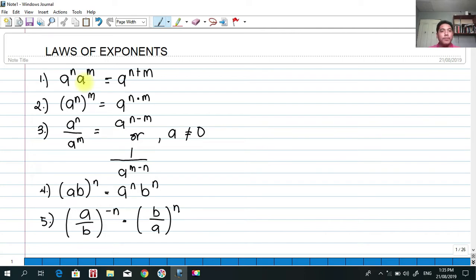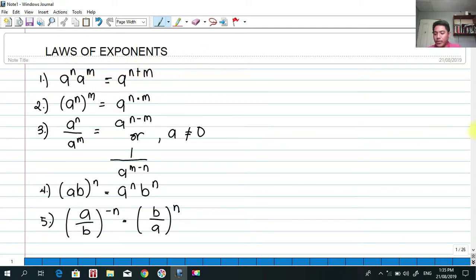Okay, so for example, we have here n and m, which in this case are any integers. For the first one, we have the first law. If we have a raised to n multiplied by a raised to m, we could simplify that. If they have the same base, which is a, we can simplify their exponents by simply having a as our base and by simply adding these two exponents.